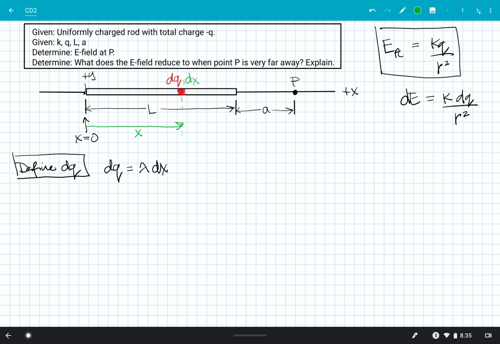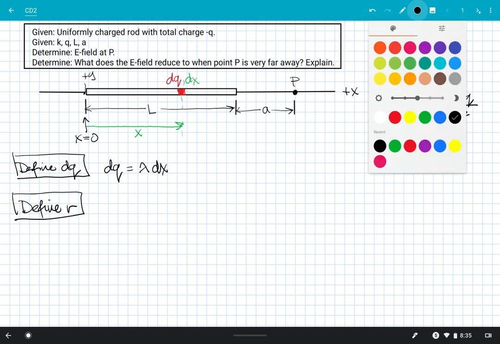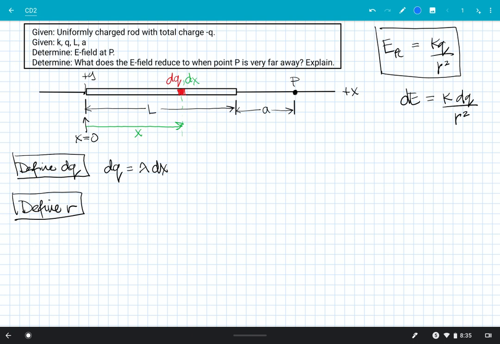All right, cool. So we've defined dq. That was not a big surprise. We did it the same way we did last time. We need to define r. So in this case, now I'm going to go in and change colors again to draw r in a different color. So remember, x is always defined as from the origin of our coordinate system to the differential element, and r is defined as the distance from the differential element to our point of interest. So r is this distance right here.